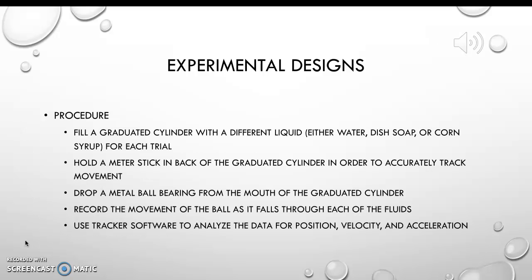Our procedure was as follows. Fill a graduated cylinder with a different liquid, either water, dish soap, or corn syrup for each trial. Hold a meter stick in back of the graduated cylinder in order to accurately track the movement. Drop a metal ball bearing from the mouth of the graduated cylinder. Record the movement of the ball as it falls through each of the fluids. Use the tracker software to analyze the data for position, velocity, and acceleration.